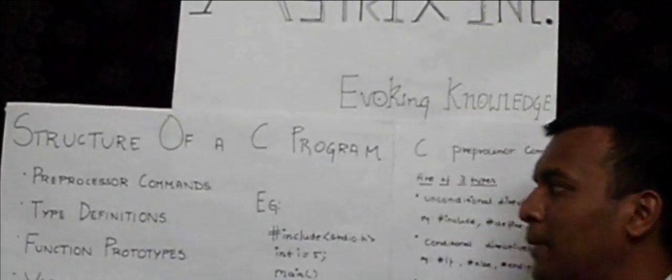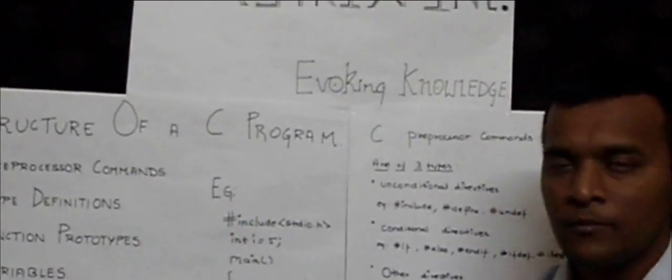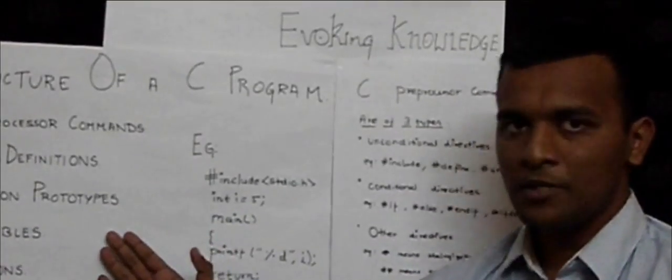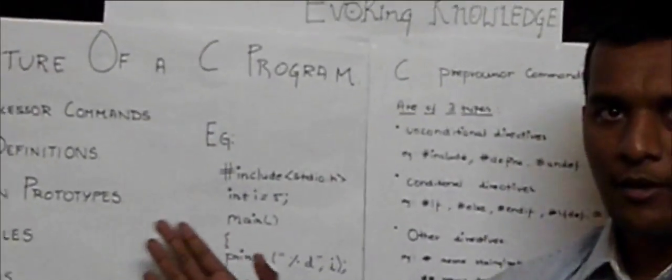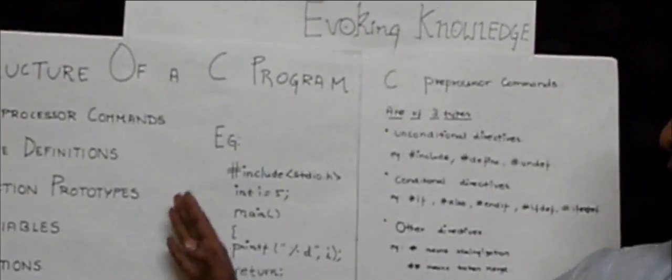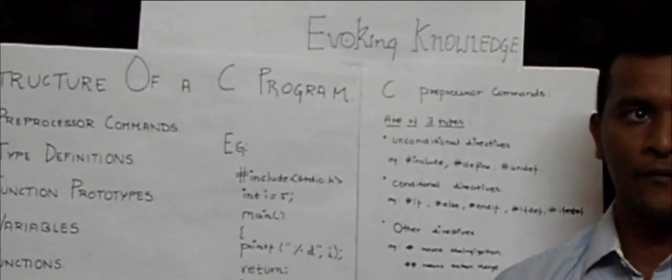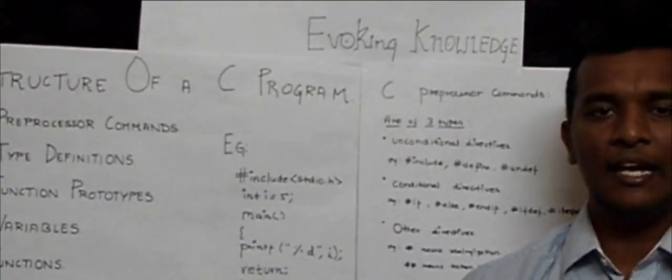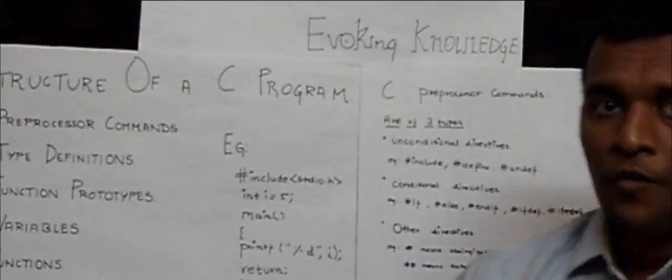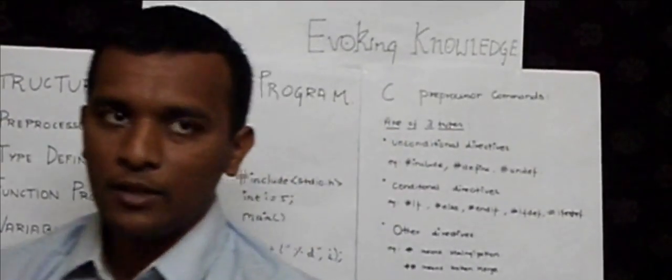The structure of C language can be mainly classified into 5 different parts: preprocessor commands, the next is type definitions, next is function prototypes, the fourth one is variables, and the fifth one is functions. Function prototypes are again an optional thing in the structure of C language. It is basically used in K&R C but not in ANSI right now. For today's level, we're going to deal with C preprocessor commands.